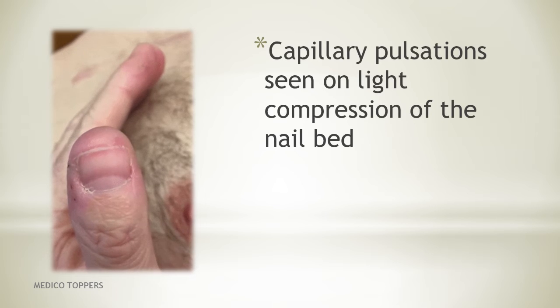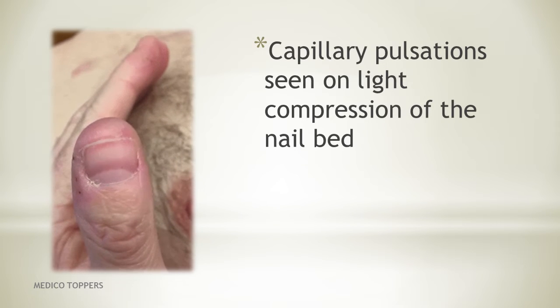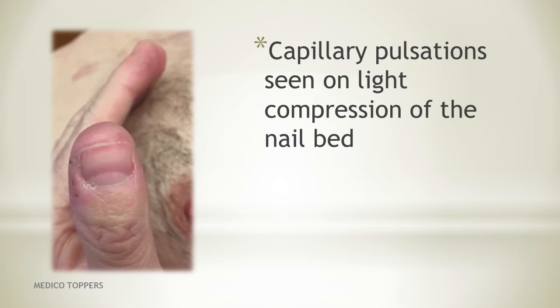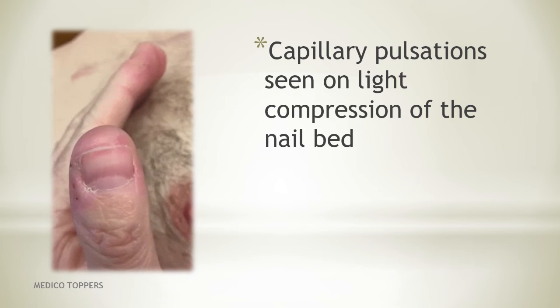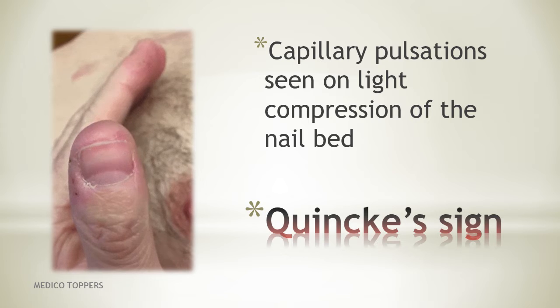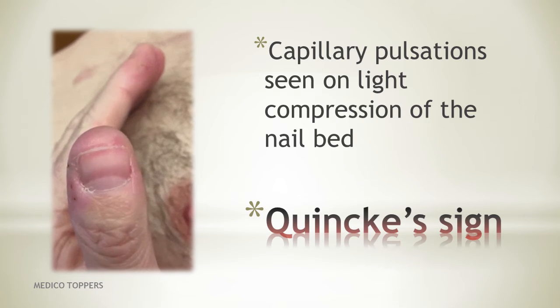Here in this image, just have a close look at the nail of the thumb where we can see pulsation. So here capillary pulsation is seen on light compression of the nail bed. Here even without compression we can see it. Let's see the name of the sign. It is called Quincke sign.